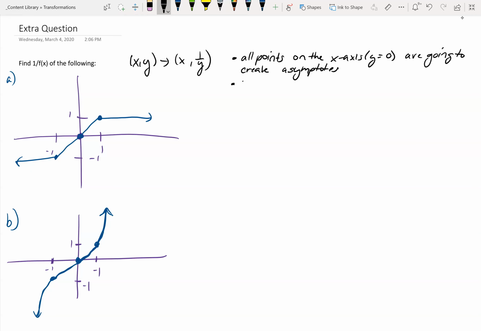Another thing, y equals 1 points are going to be the same. And again, this should make sense because 1 over 1 is 1. So y equals 1 is going to be the same, as well as y equals negative 1, because if I do 1 divided by negative 1, I still get back negative 1.